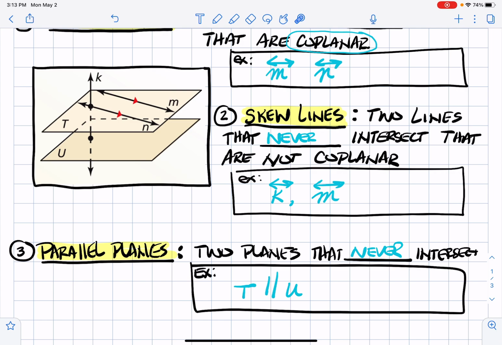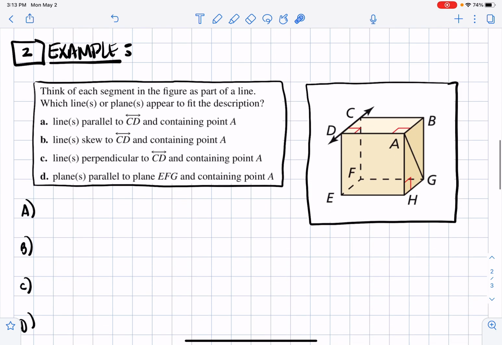Let's do an example together next. Here's example number 2, or box 2. It says, think of each segment in the figure as part of a line, and then which lines or planes appear to fit the description. Okay, so for part A, we're looking for lines that are parallel to CD and contain the point A. So here's line CD, and it has to contain point A, which is right here. So it has to be parallel to that. So it looks to me like AB is the only one that would be parallel to that and contain that.